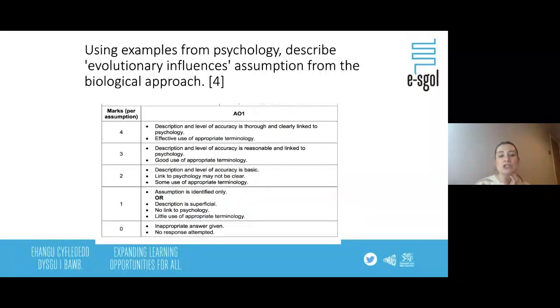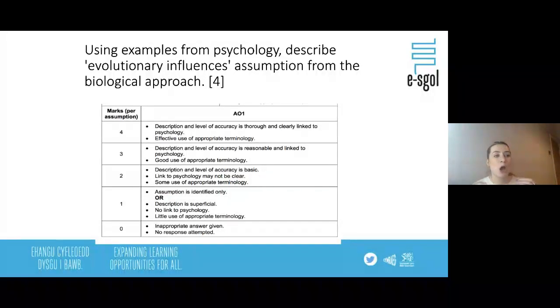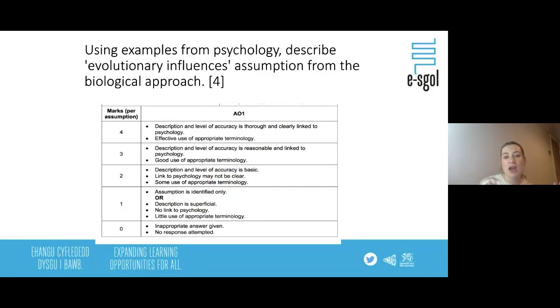Here we go. So for evolutionary influences, I'm hopeful that you may have written words like evolution, natural selection, altruistic behaviour, environment of evolutionary adaptiveness, all words that are key terms. Again, there's that terminology. They're all the main part of this question.